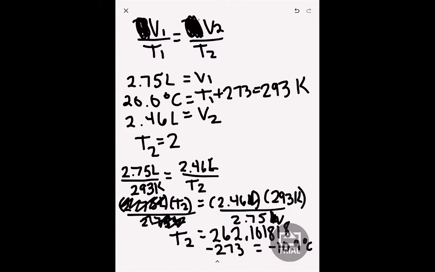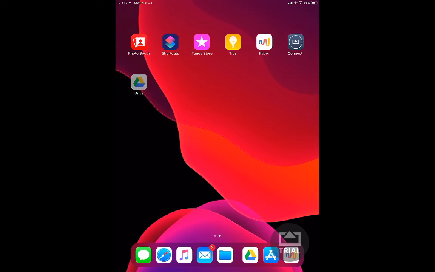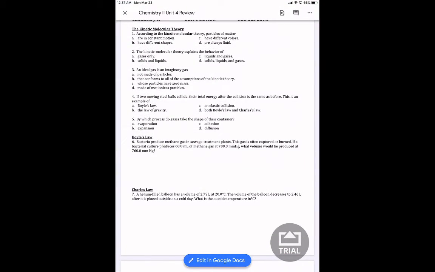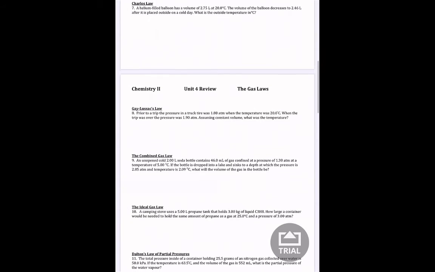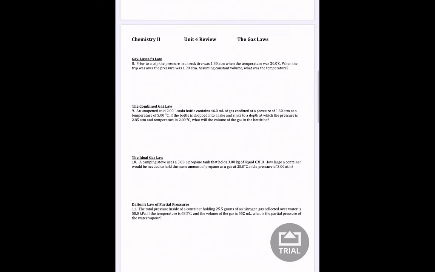Let's go to our next question then. Moving on, Gay-Lussac's law. Prior to a trip, the pressure in a truck tire was 1.80 atmospheres when the temperature was 20 degrees Celsius. When the trip was over, the pressure was 1.90 atmospheres. Assuming constant volume, what was the temperature?